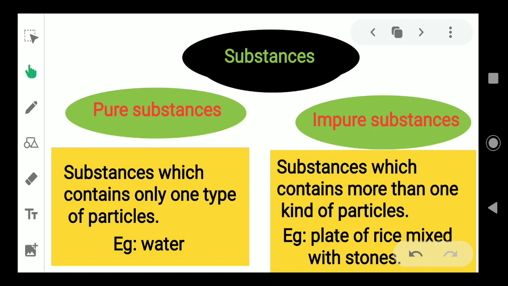Second type is impure substance, substances which contain more than one kind of particles. Such substances are called impure substances. Example, a plate of rice mixed with stones. Here two types of particles are there. Rice particles are there and stone particles are also there. So it is an impure substance. You understand? Substances are of two types, pure substances and impure substances.